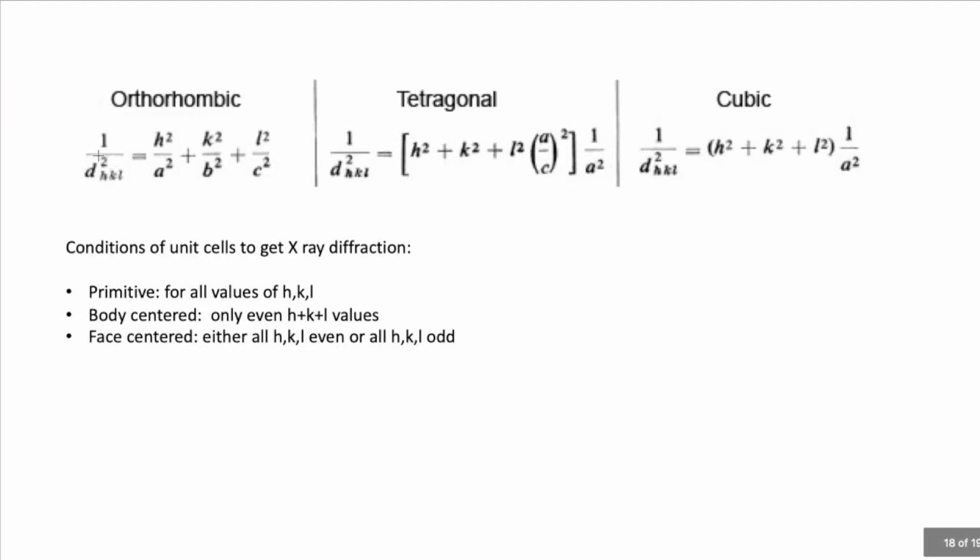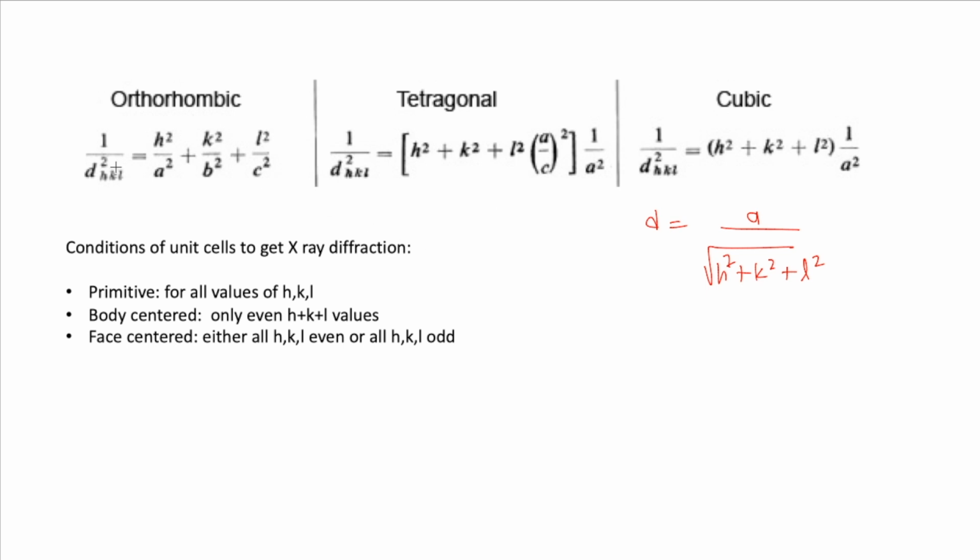Now to calculate the interplanar distance based upon different Miller indices values, H, K and L are the Miller indices values, and A, B and C are the different edge lengths. So the formulas are different. In the cubic system, the formula is pretty simple: d is equal to a upon under root h square plus k square plus l square. This is the basic formula which we use generally, but that is only for the cubic system.